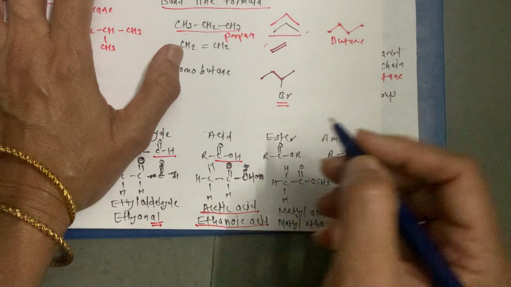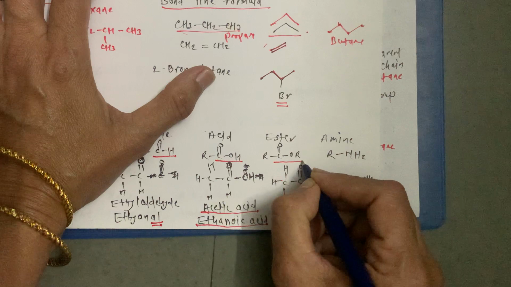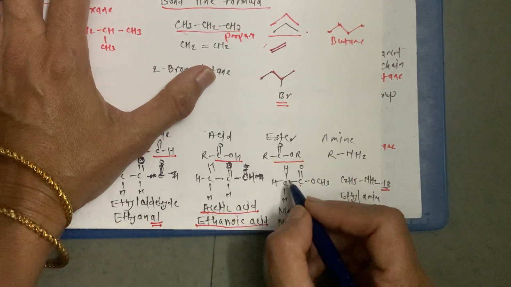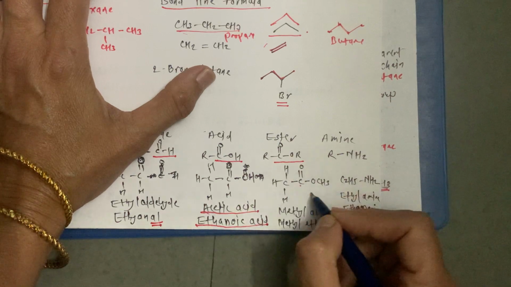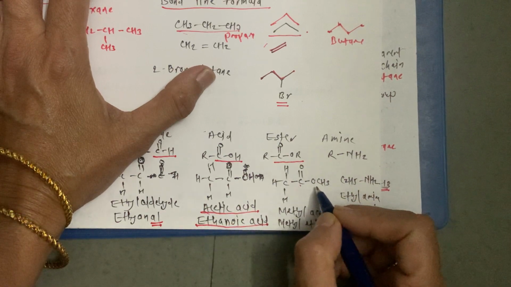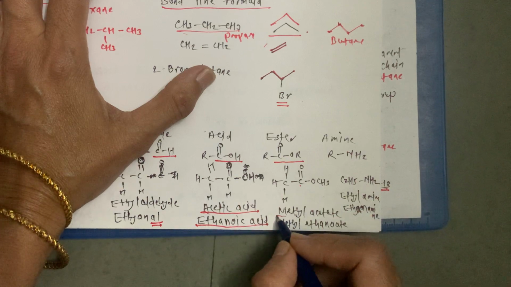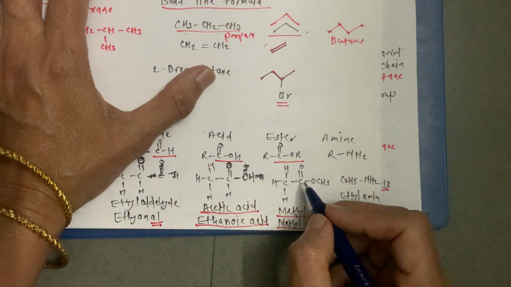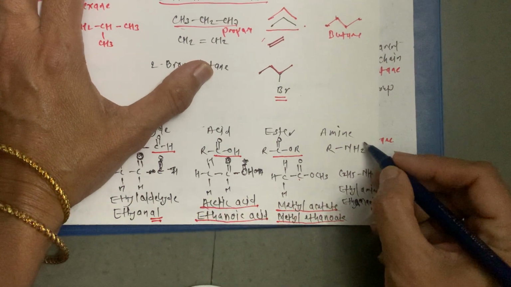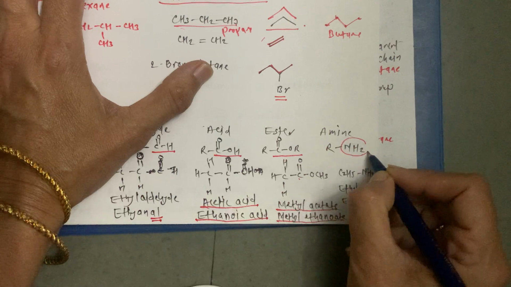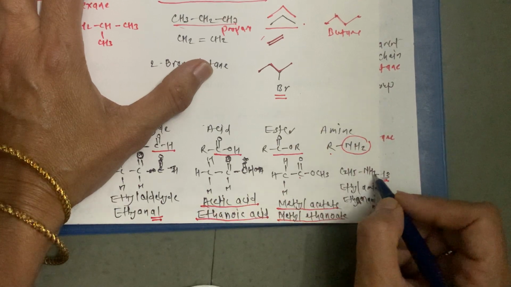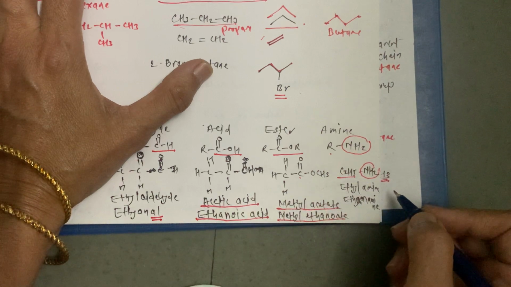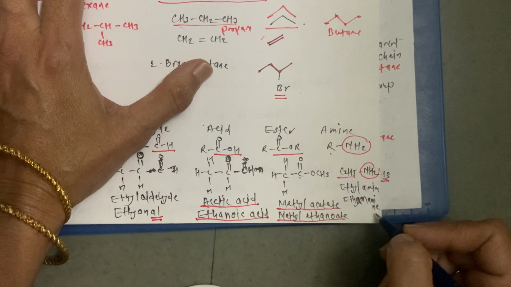If it is an ester, then the functional group is C double bond O, OR. We can write an example: this is our methyl group and this is the acetate group. So C double bond O, OCH3. This is methyl acetate as a common name, while methyl ethanoate is the IUPAC name. If it is an amine, then the functional group is NH2 attached to R, which is ethyl. So this is known as ethylamine, or ethanamine.